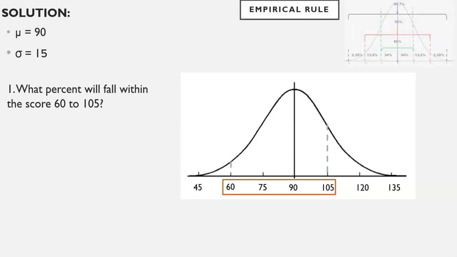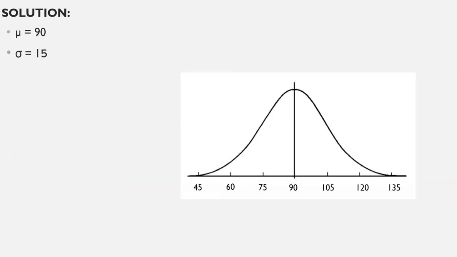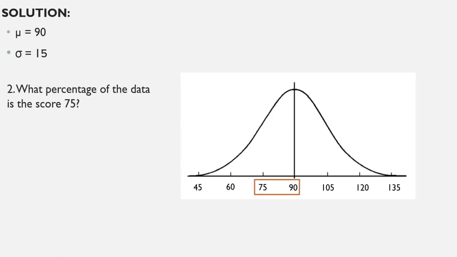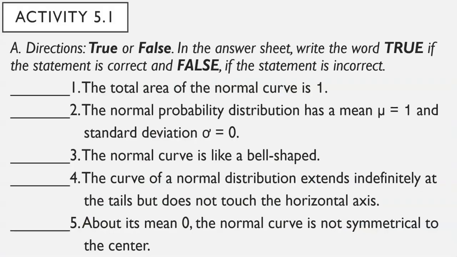So going back to the empirical rule, we can see here that within the first standard deviation is 68% divided by 2, that's 34%. And right there we have 13.5% for the half of the second standard deviation. So if we add 13.5 plus 34, it's 47.5%... it's 81.5% of the distribution. Number 2, what percentage of the data is the score 75? So there's the score 75, and it's at the left of the mean. And looking at the empirical rule, that is 34% of the data. So that would be our answer.